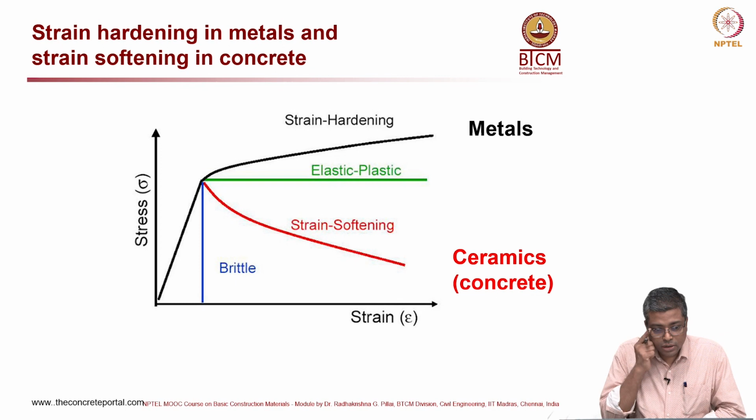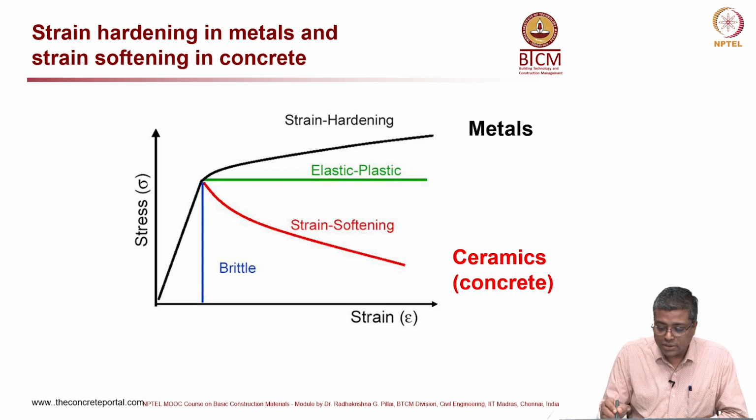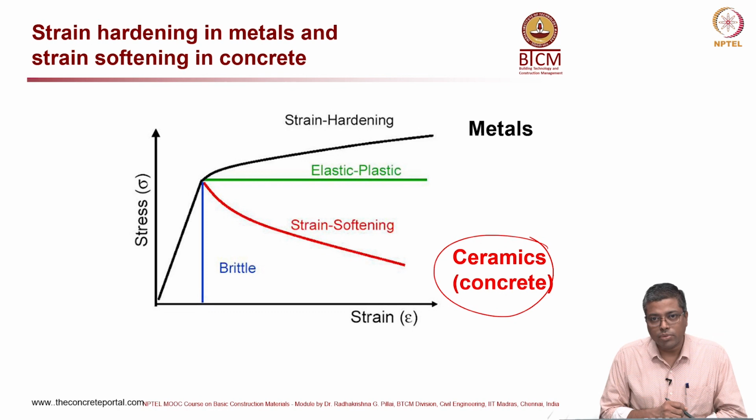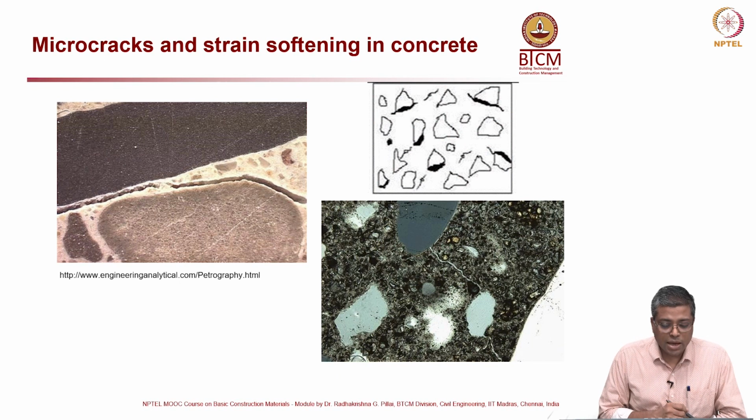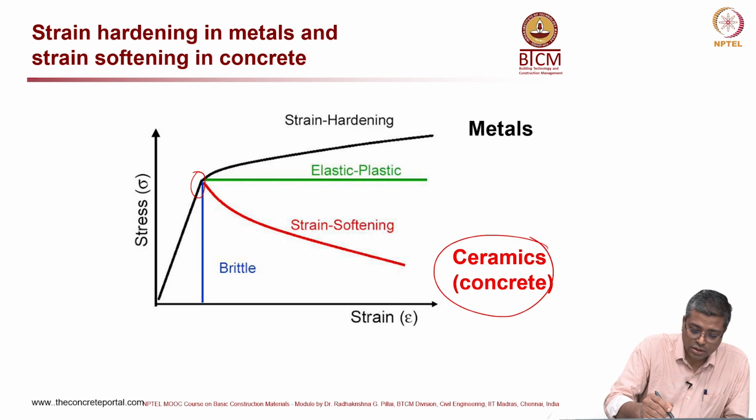Hope it's clear. Now in metals, strain hardening happens, and in ceramics, the red graph here, strain softening happens, and we'll see why this is the reason. In ceramics, strain softening means that from this point the graph is going downward, whereas in metals strain hardening happens, where from this point the graph goes upward.